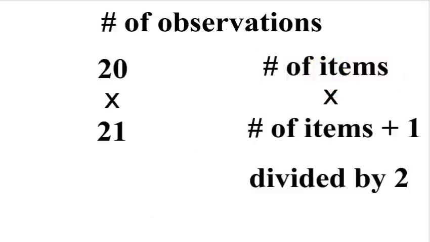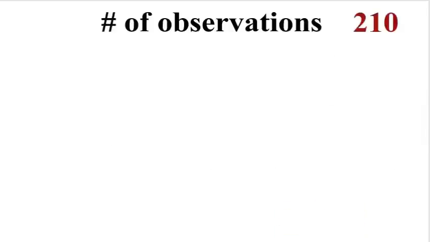So it looks like we have 20 items, and 20 plus one is 21. So we multiply those together, we get 420. Divide that by two, comes out to be 210. So the number of observations we have is 210.